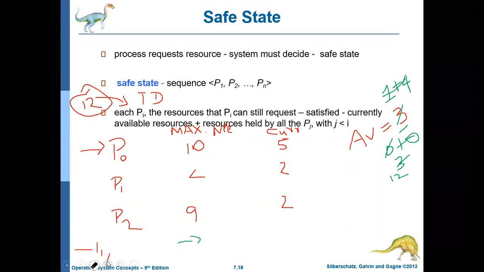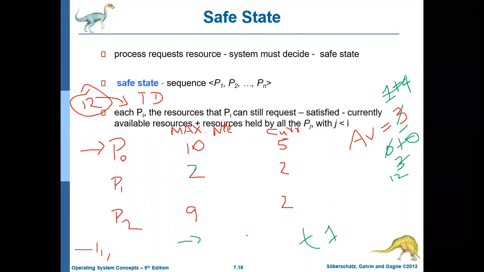Okay. So this is a safe sequence here. But assume this situation. Consider this situation. So this is the current situation. So the safe sequence is P1, P0, P2. Okay, but assume that at time T1, P2 is requesting one more tape drive. Say P2 is requesting for one more tape drive.